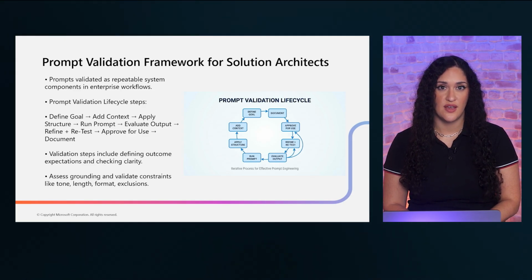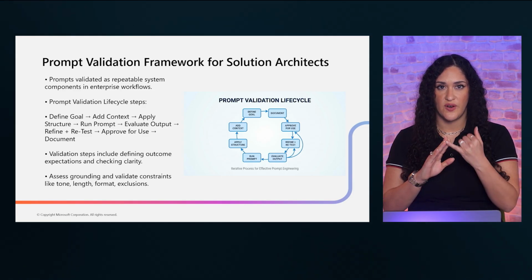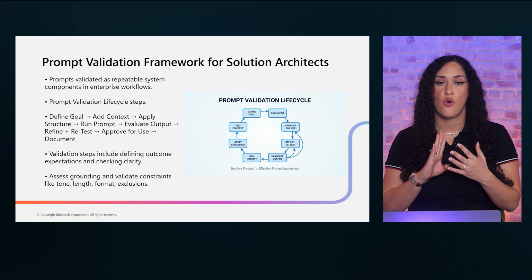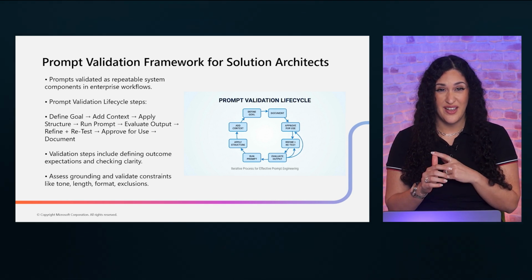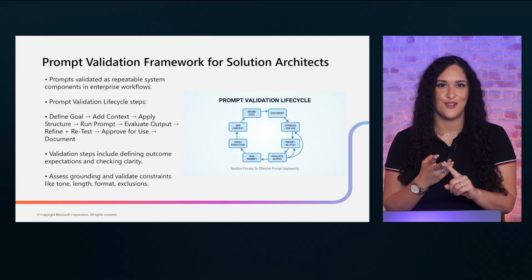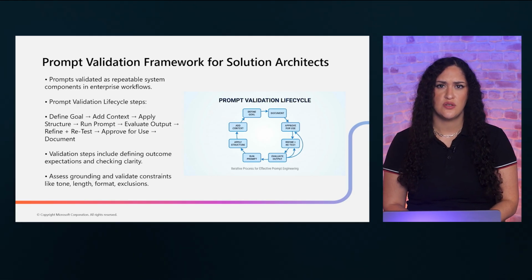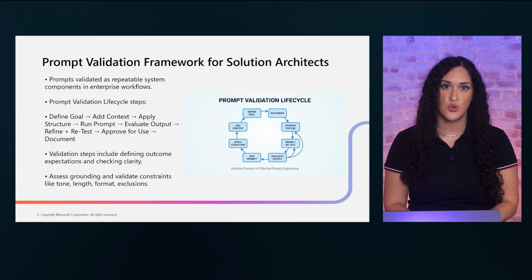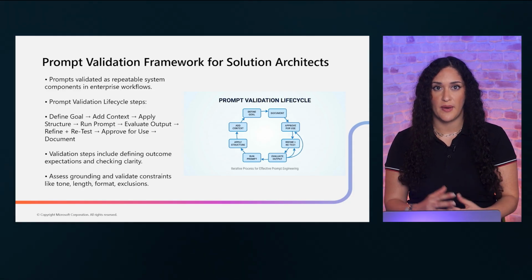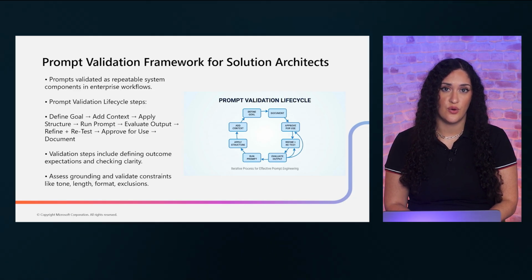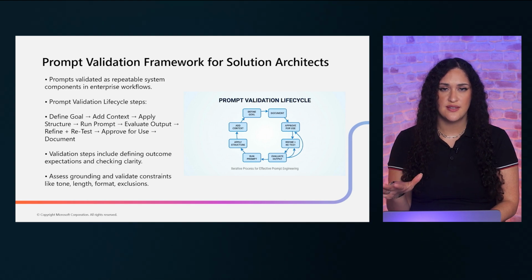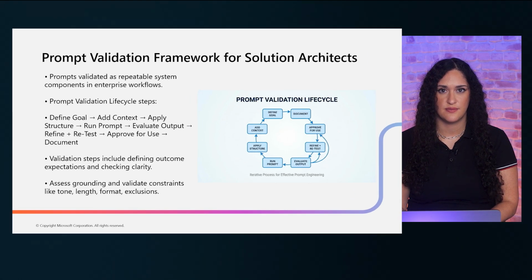The prompt validation lifecycle is your enterprise-grade approach to prompt management. It flows through 8 steps. Define the goal, add context, apply structure, run the prompt, evaluate the output, refine and retest, approve for use, and finally document. At each step, you're validating something specific. Outcome expectations, clarity and specificity, grounding to relevant sources, constraints like tone and format, safety compliance, and multi-scenario consistency. As a best practice, never approve a prompt after a single test run. Test across multiple phrasings, user types, and business context.